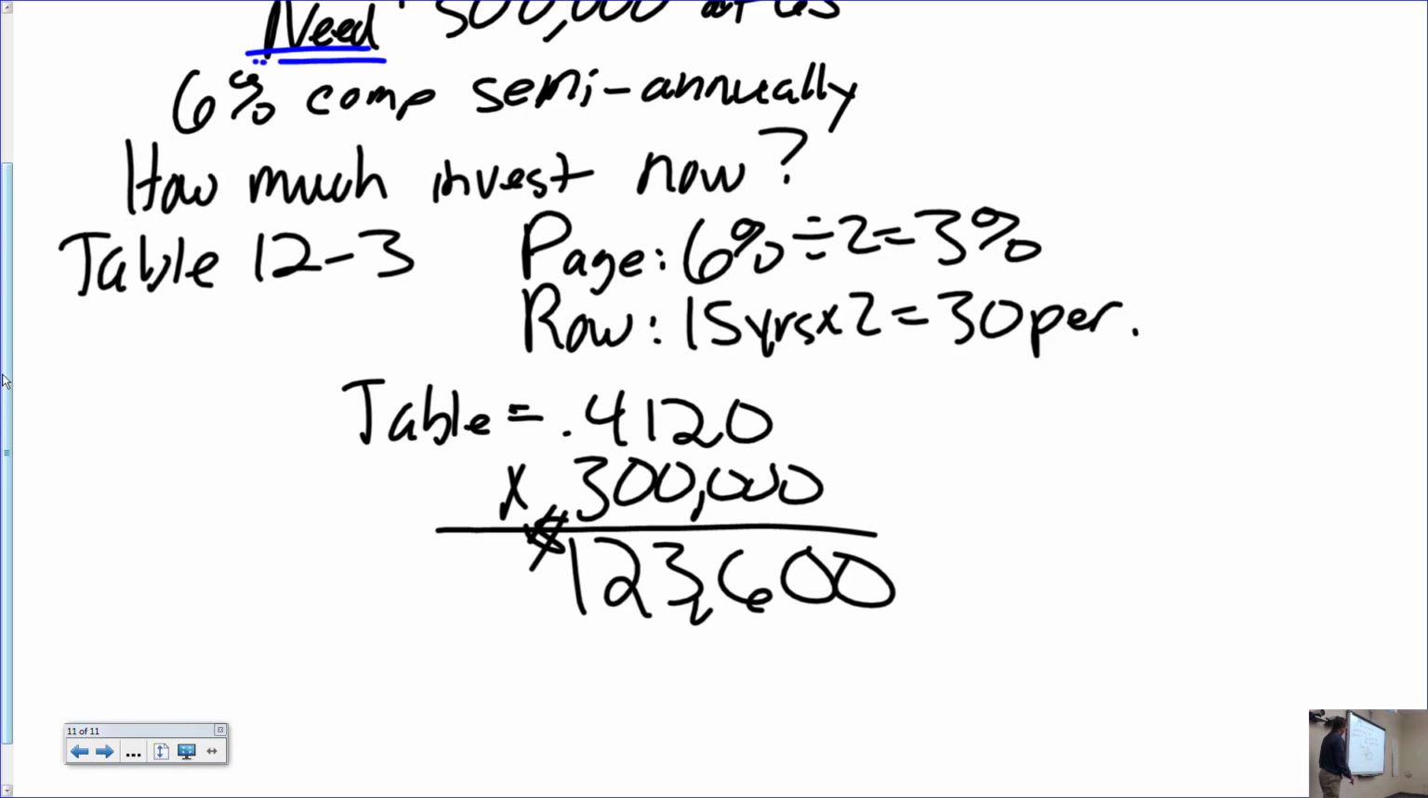So if he has $123,600 right now at age 50, if he invested into a 6% compounded semi-annually account, he'll have his $300,000 at age 65. Start collecting his Medicare, start collecting his Social Security, and then potentially pulling a small amount out of his $300,000 annuity each month when he retires.